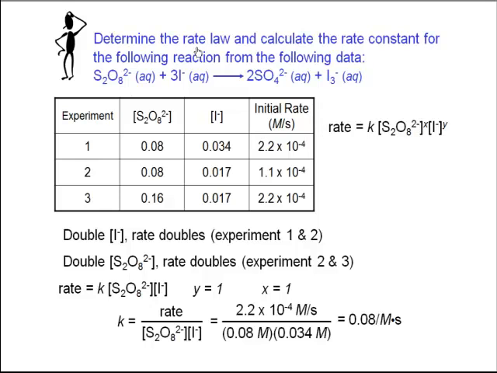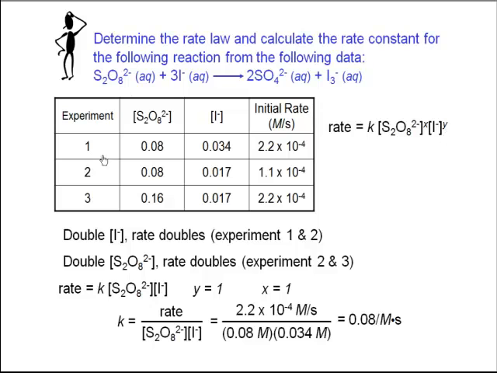In order to determine the rate law equation, we need to determine the order of the reaction with respect to persulfate ions and with respect to iodide ions. So the rate law expression can be written as K persulfate concentration raised to X into iodide concentration raised to Y, where X and Y are the orders of the reaction with respect to persulfate and iodide ions respectively, and the overall order of the reaction obviously is X plus Y.